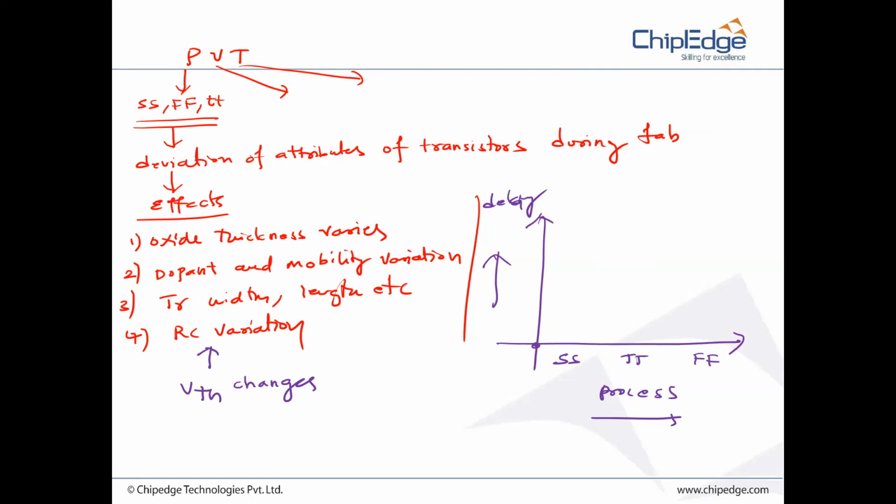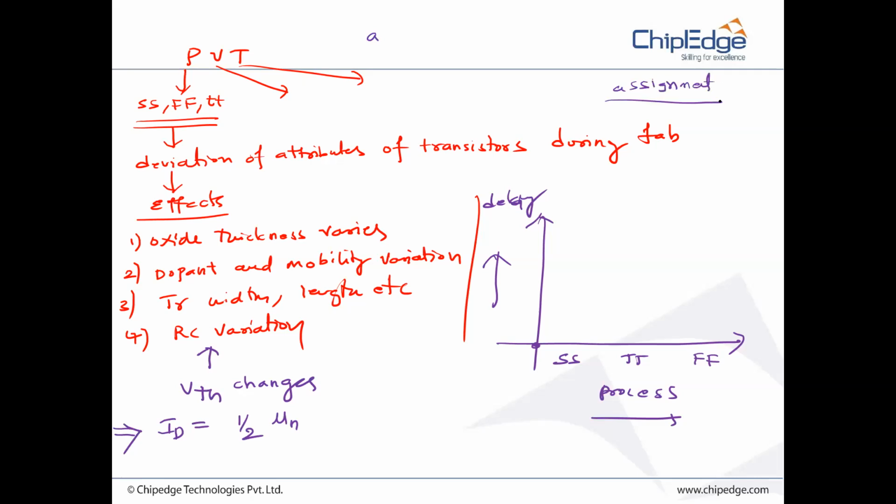Yes or no? Yes, sir. So there is some ID expression. What is that ID expression? 1 by 2 mu Cox W by L. I need the derivation of this for the next class. Take it as an assignment. You need to derive this. How did you get this? I need to know.